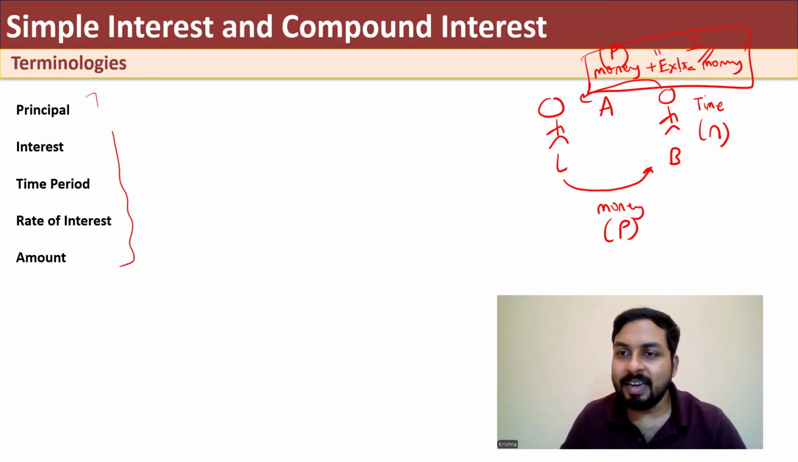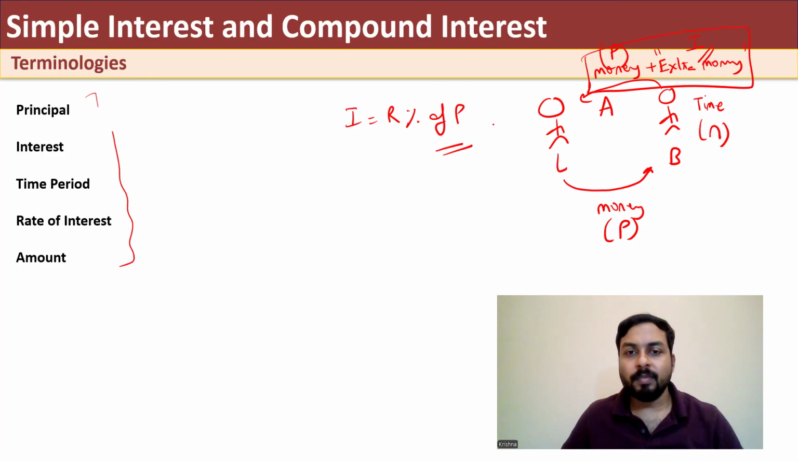And how is this interest calculated? Interest is equal to R percentage of P. Okay, so two things are very clear for us. One, how to calculate the interest. Interest is calculated as R percentage of P. And second thing is that amount is equal to principal plus interest.